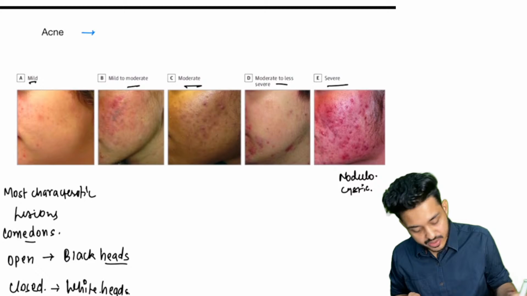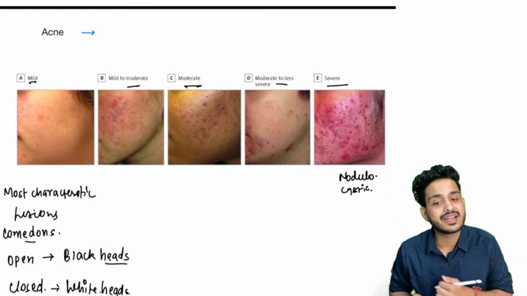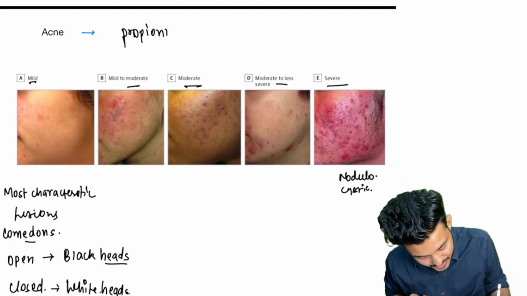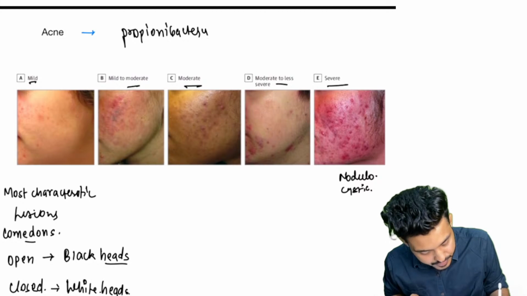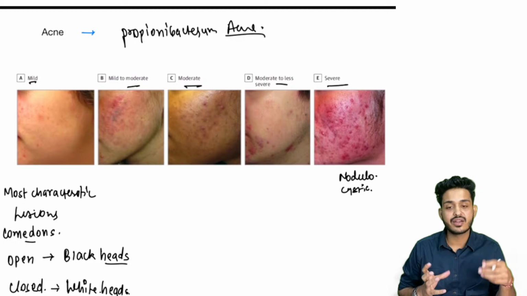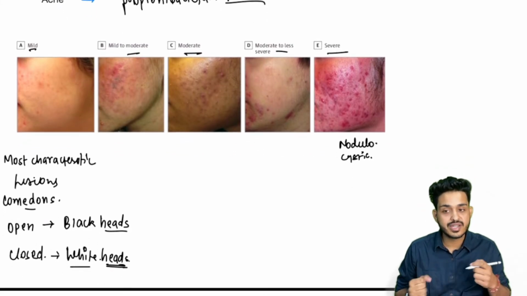What is the most common organism that is causing acne? That would be your Propionibacterium acnes, P. acnes. Okay, so that would be the most common organism that would be causing acne. अभी treatment करोगे तो how you will treat the acne?